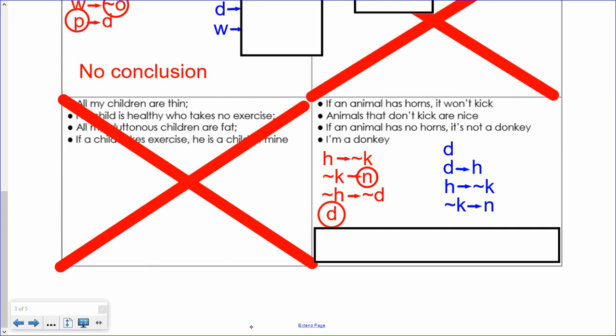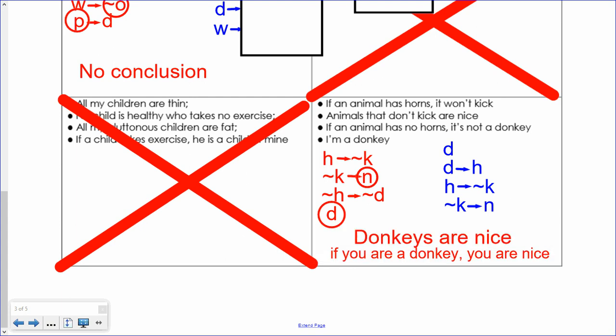All right. So then what would my conclusion be? D arrow N, which if you turn that into words would be donkeys are nice, or if you are a donkey, you're nice. Yes?